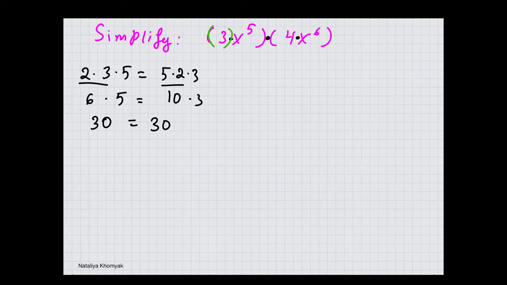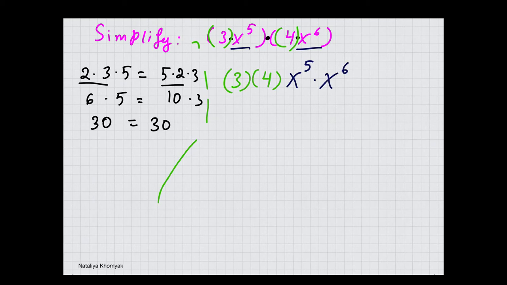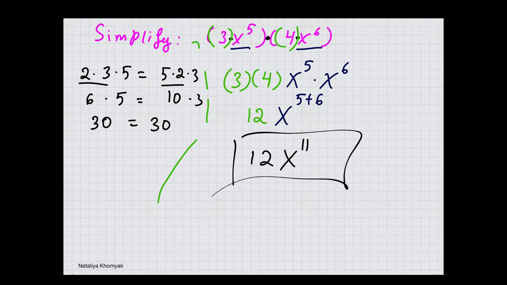Now I'm going to rewrite numbers next to each other. So we have 3 times 4, and then I'm going to rewrite variables next to each other. So we have x to the 5th times x to the 6th, and now I'm just going to simplify numbers and variables separately. So we have 3 times 4, 12, and x becomes to the power of 5 plus 6. So we have 12x to the 11th, and this is our answer.